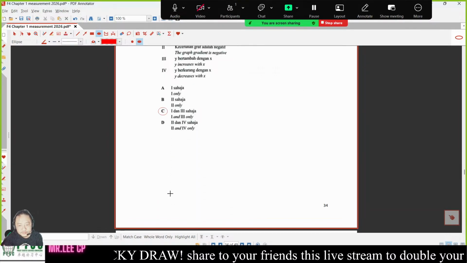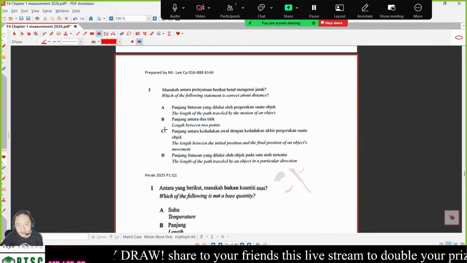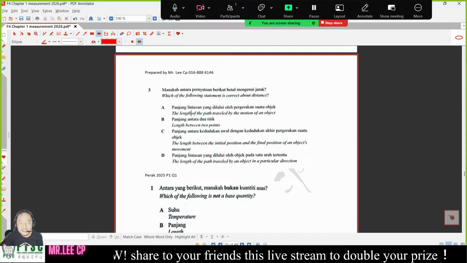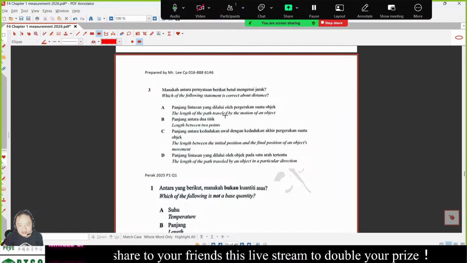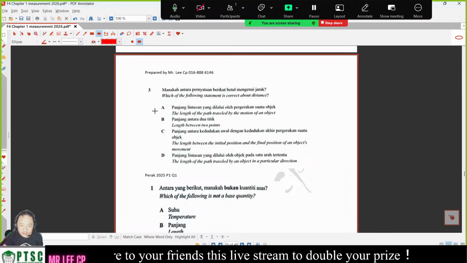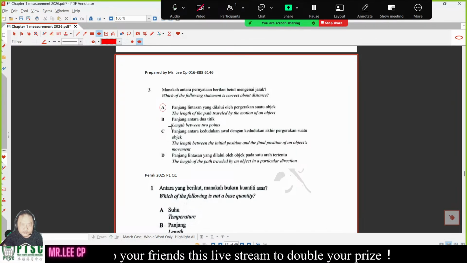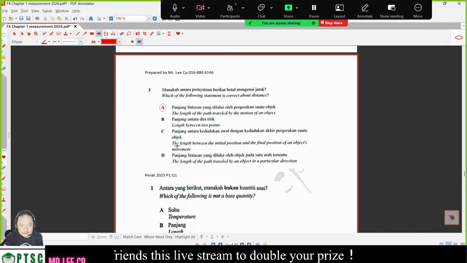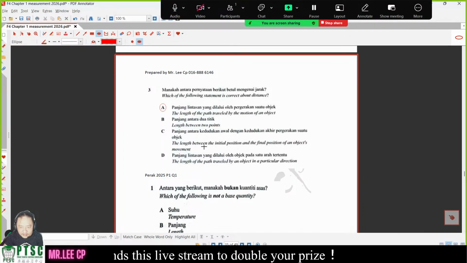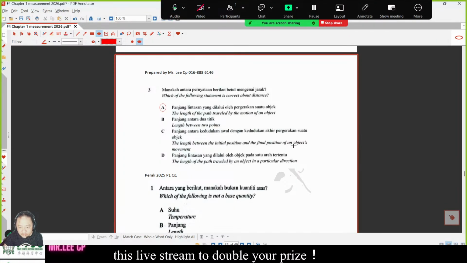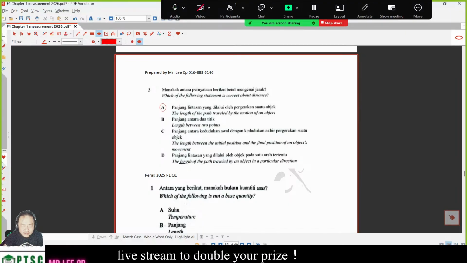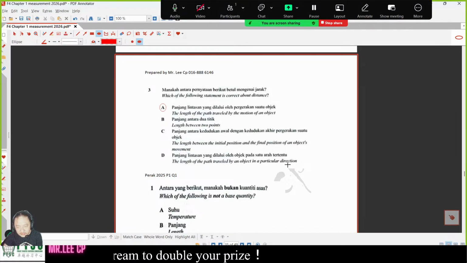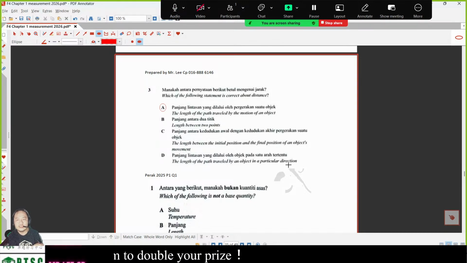One and 3. Which of the following statements is correct about distance? Distance is the length of the path traveled by the object, without direction. Length between 2 points. The length between the initial position and final position of object movement. The length of the path traveled by the object in a particular direction. No direction. So the answer is A.